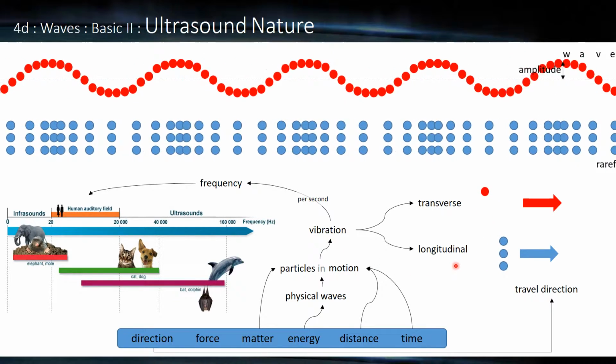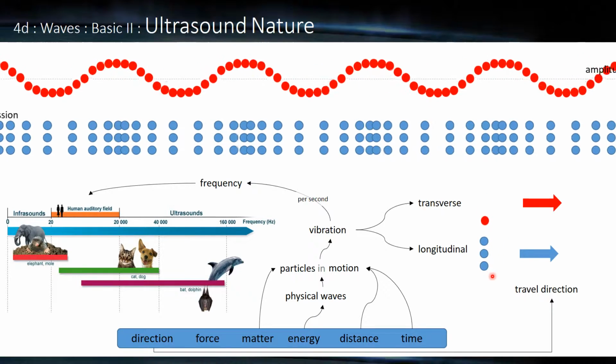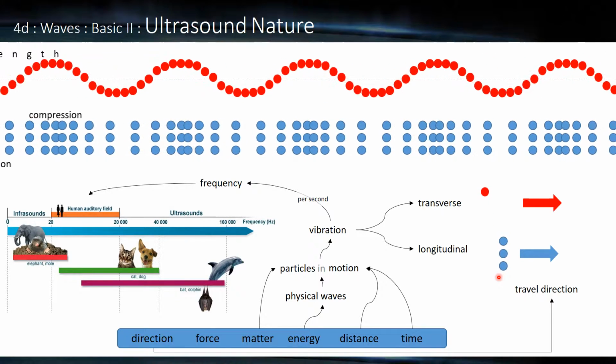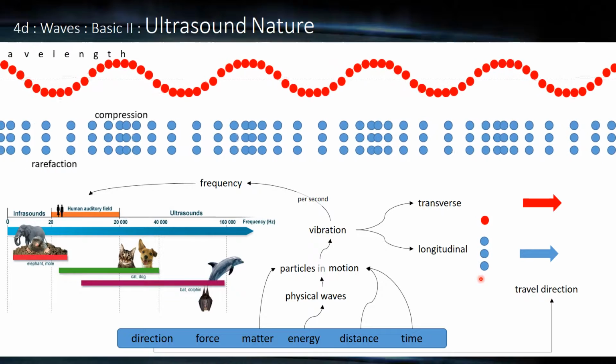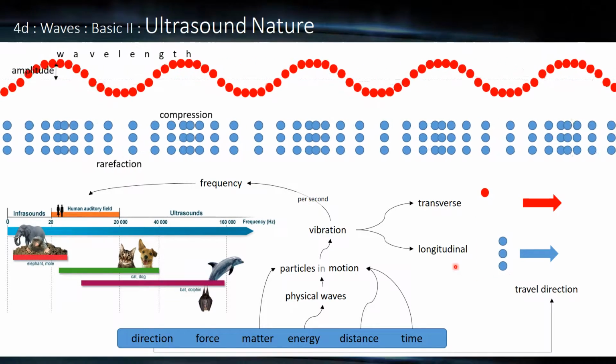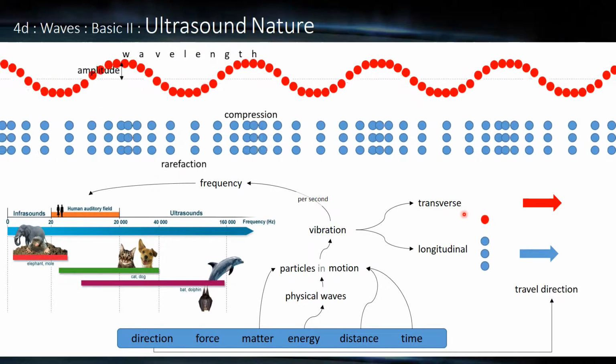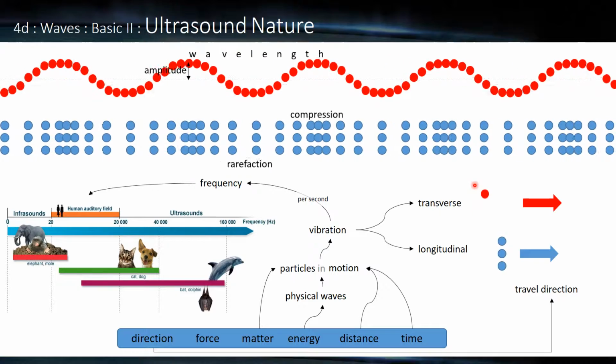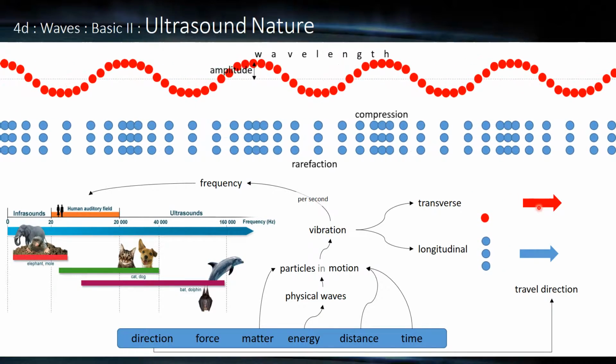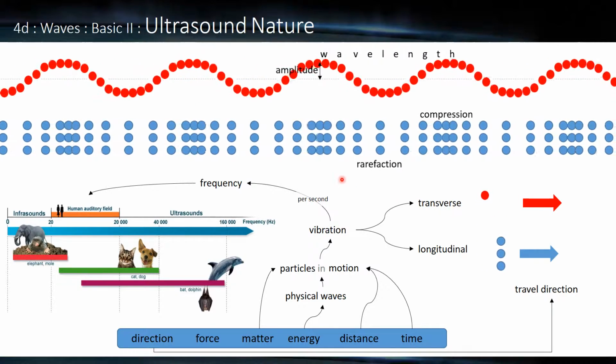We've got longitudinal, where the motion, as we can see here with these blue circles, is in line with or parallel with the direction of travel. We've also got transverse wave, where the vibration is at 90 degrees or perpendicular to the direction of travel. And that gives us two examples of waves.